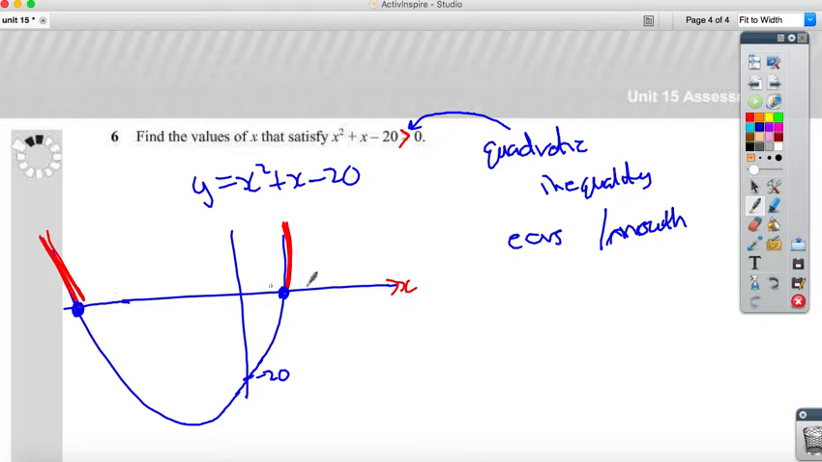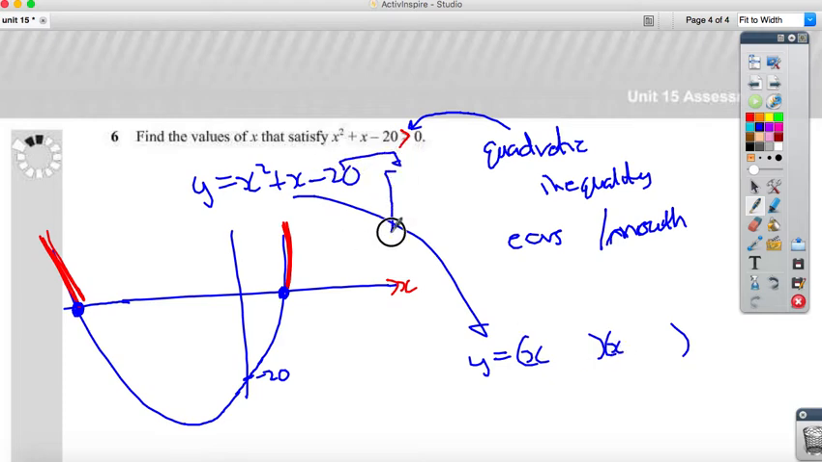And to find out where these points are, you factorise this equation, and you write it as double brackets. So we're going to rewrite this as y equals two brackets next to each other. To start with an x squared, you must have an x and an x. To get minus 20, you think of all the ways of making 20 when you multiply. It could be 1 times 20, it could be 2 times 10, or it could be 4 times 5.